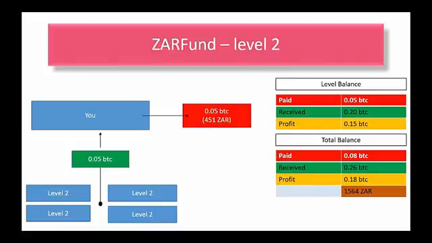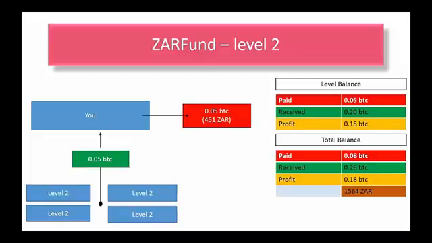So now you've paid to be on this level 0.05. 4 people have paid you, so now you have 0.20 that you've received in Bitcoins. And once you minus those two together, you're sitting on a profit of 0.15.